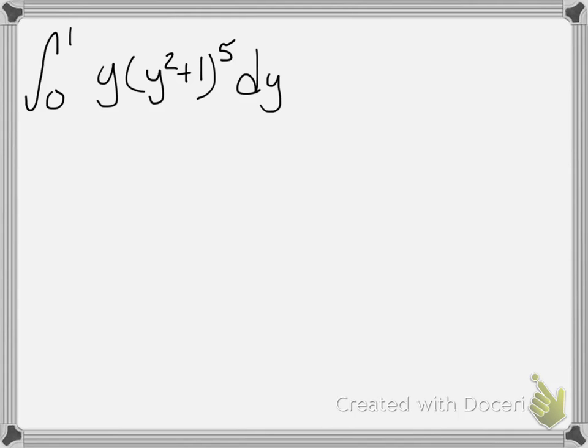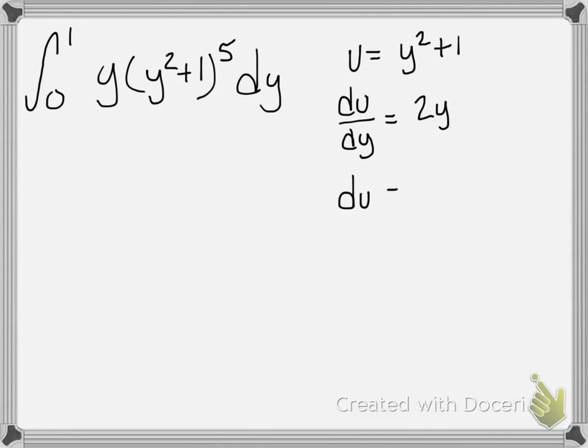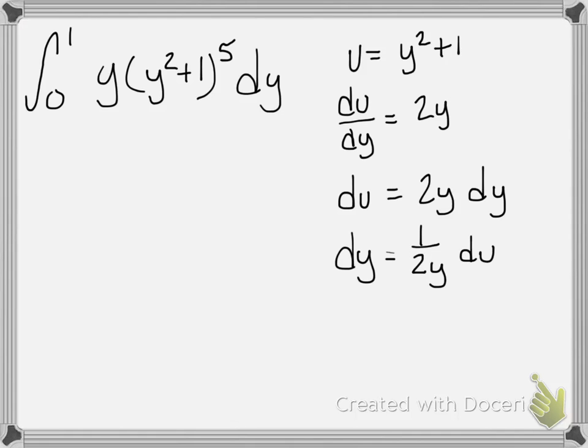So go ahead and pick something to be our u, and let's let that be the y squared plus 1. So du dy is going to be equal to 2y. So du is 2y dy, and dy is going to be equal to 1 over 2y du.